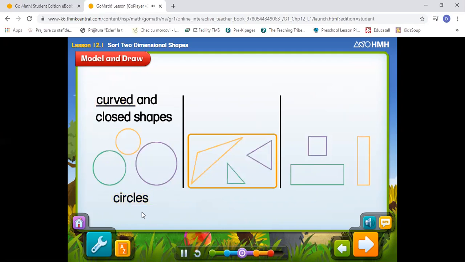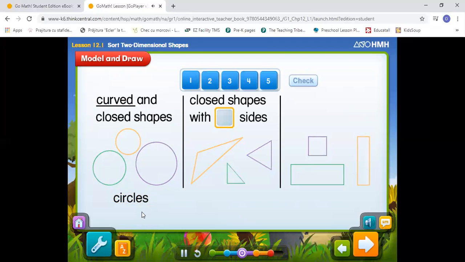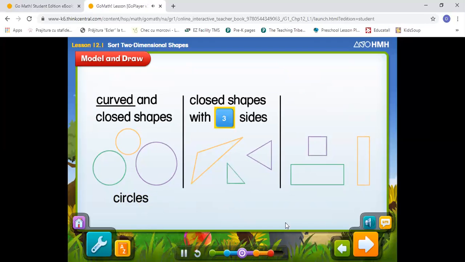In the second group, the shapes are different colors and different sizes, so they weren't sorted by color or size. All the shapes are closed. How many sides does each shape have? Drag the correct number into the blank, then click check. I know you already know, but let's see. 1, 2, 3. So triangles have 3 sides. Let's drag it and let's check. That's right. Each of these shapes has 3 sides. All these shapes are closed shapes with 3 sides. They're all triangles. A triangle has 3 sides and 3 vertices, or corners.